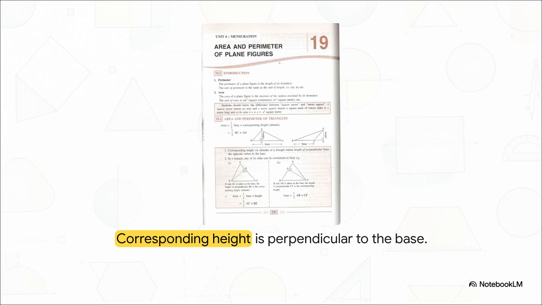That's totally fine. However, the corresponding height, also known as the altitude, has to be the straight line drawn from the opposite vertex directly down to that chosen base. And here's the kicker. If it is not hitting that base at a perfect 90-degree right angle, you absolutely cannot use it in the formula, period.